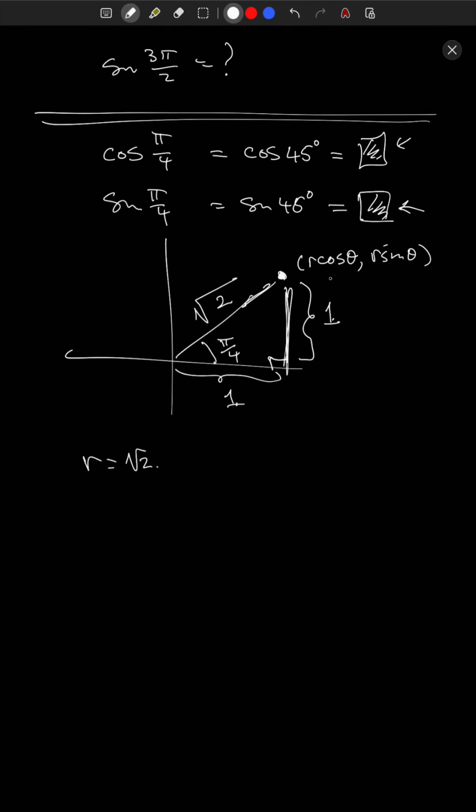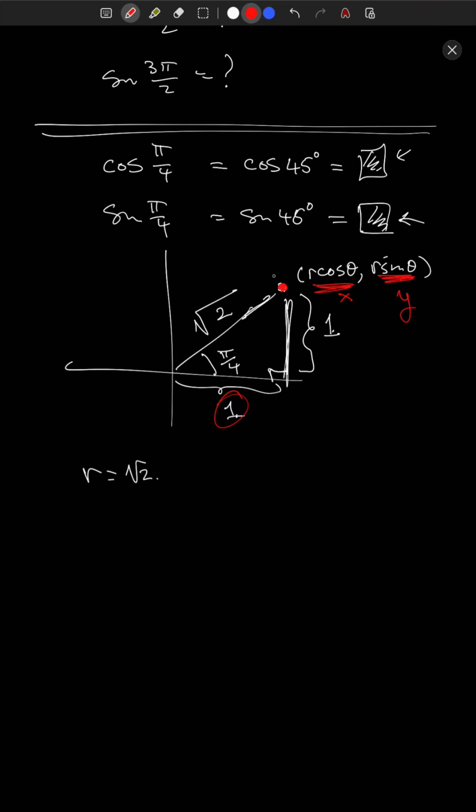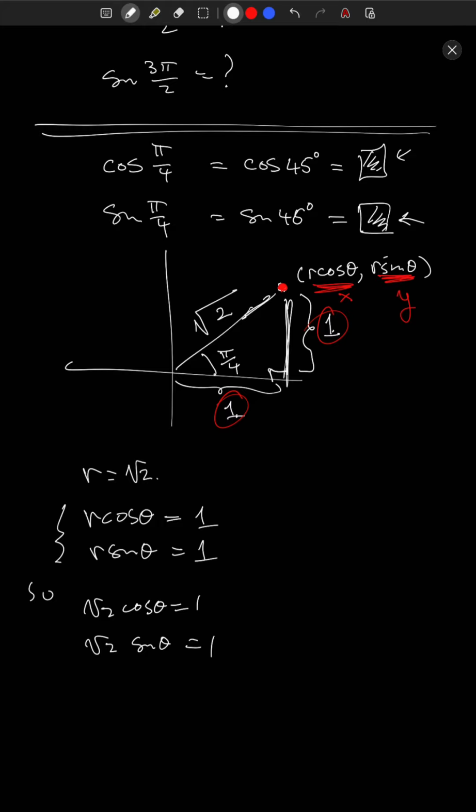But I also know that r cosine theta is the x-coordinate of this point right there, right? What is the x-coordinate of this point right there? It's 1, right? Our r sine theta is the y-coordinate of the same point. What is the y-coordinate? Well, the way I've drawn this picture, the y-coordinate is also 1, right? So I know also that r cos theta is equal to 1, and r sine theta is equal to 1, right? Well, r is root 2, so I'm going to substitute that into here. So root 2 cos theta is equal to 1. Root 2 sine theta is equal to 1.